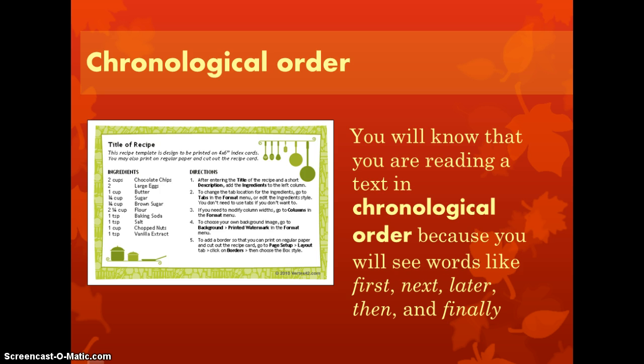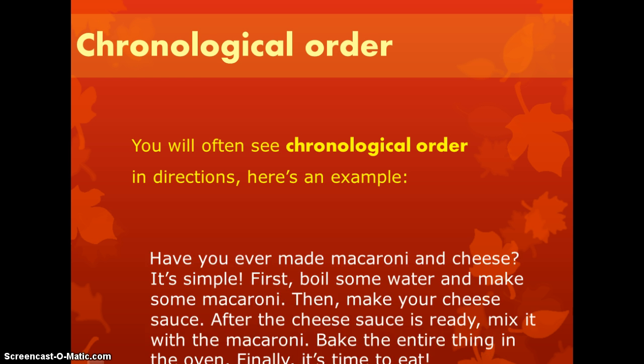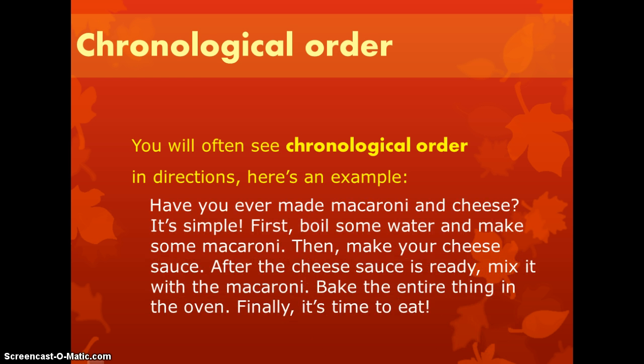Okay, chronological order. So you will know that you're reading a text in chronological order because you will see words like this: first, next, later, then, finally. Chronological order has words that clue you in, that tell you what order you are going in. You will often see chronological order when you're reading directions. And here's an example. Let's read this together.